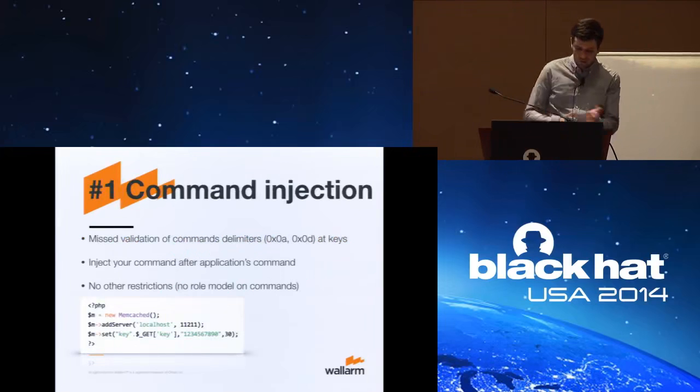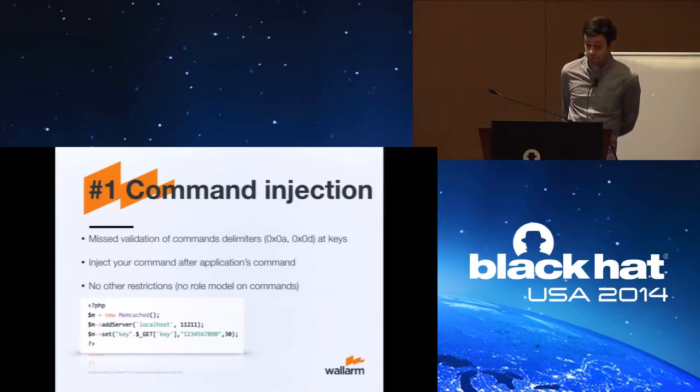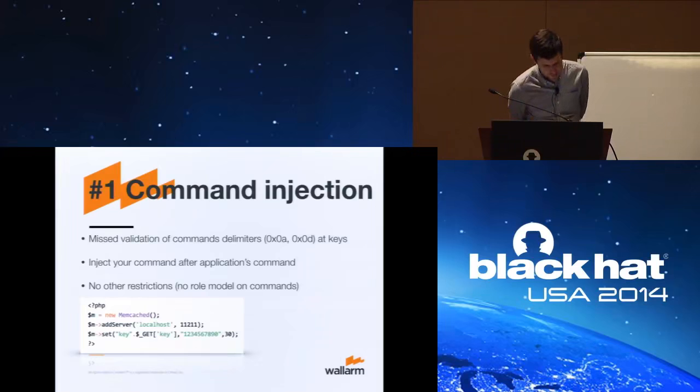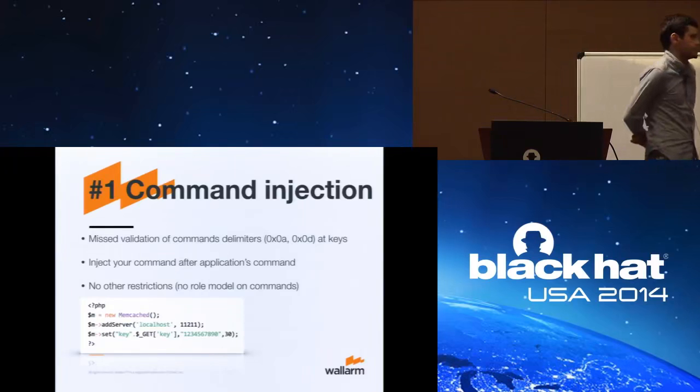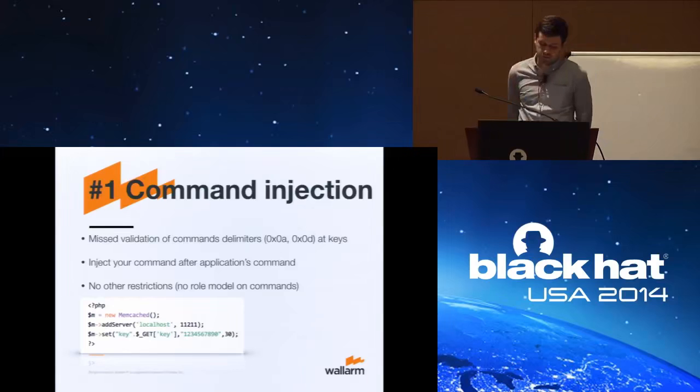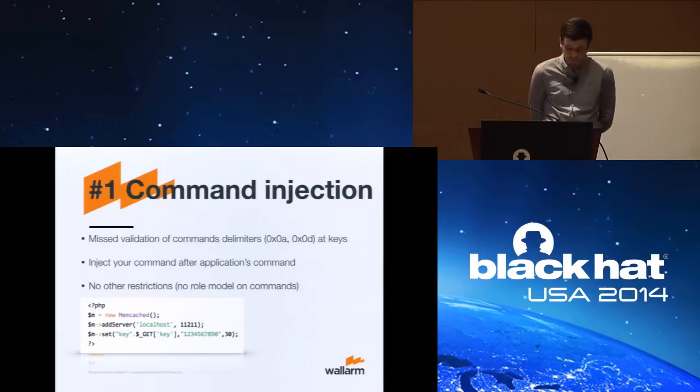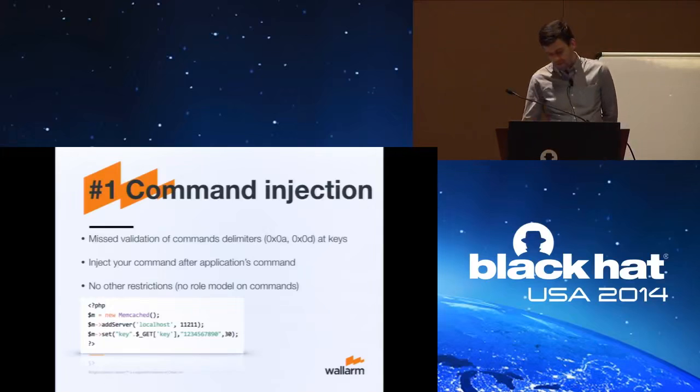So now about each type of injections in depth, right? First is command injection. Any wrapper vulnerability consists of missed validation of command delimiters. It's 0A bytes and 0D bytes in hex view. This feature allows the attacker to inject arbitrary command after application command. And no other restrictions there, because you have no control of this thing at application layer. Application only can read any keys and do any protocol operation. It's not so easy to validate arbitrary case by application side.